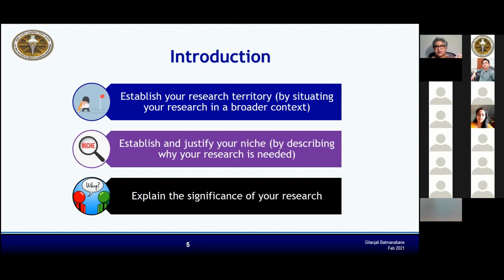Your research territory, that is the broader context; the niche area of your research, why your research is needed, number 2; and 3, the significance of your research, your justification.